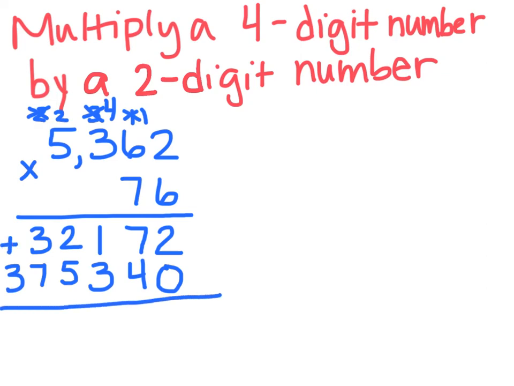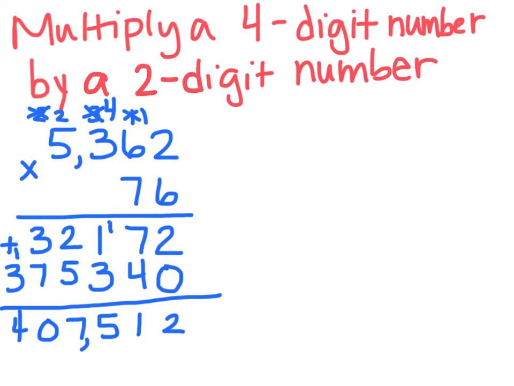Now we add these two numbers together. 2 plus 0 is 2. 7 plus 4 is 11. Put down your 1, carry your 1. 1 plus 1 is 2, plus 3 is 5. 2 plus 5 is 7. 3 plus 7 is 10. Put down your 0, carry your 1. 1 plus 3 is 4, giving us a final answer of 407,512.